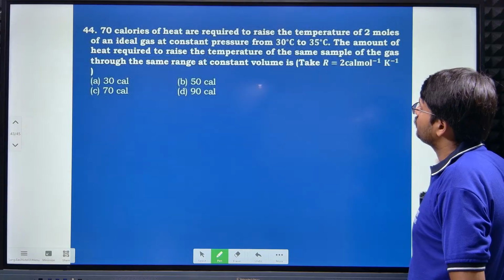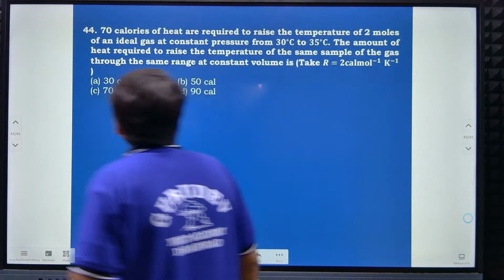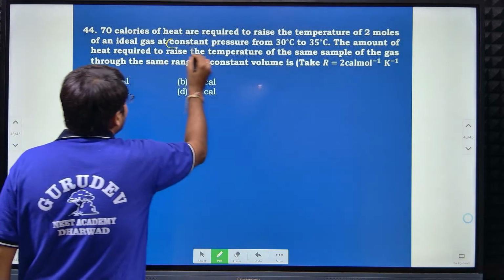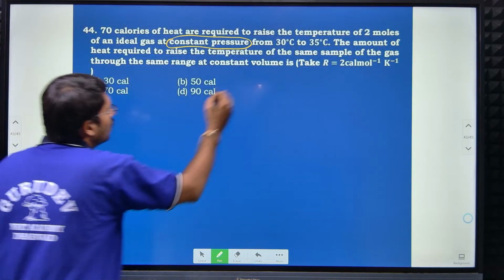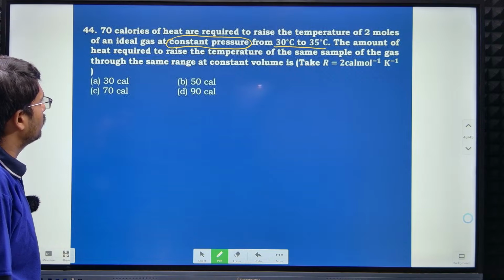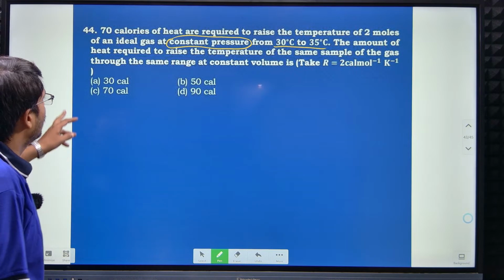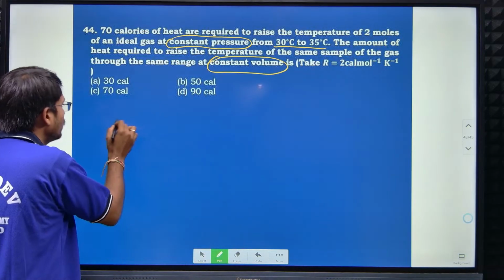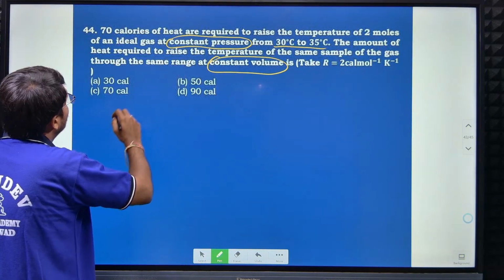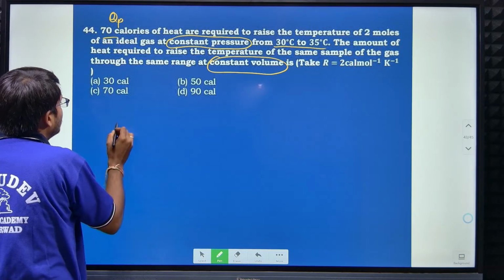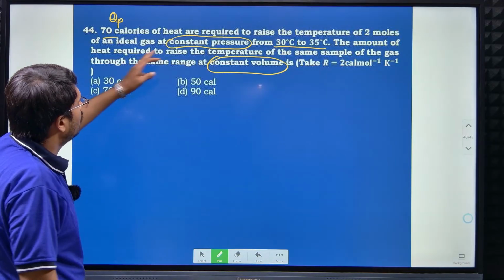Okay, fine. Next, 70 calories of heat are required to raise the temperature of 2 moles of an ideal gas at constant pressure, so keep constant pressure in mind, from 30 to 35. What is the amount of heat required to raise the temperature of the same sample of the gas at constant volume? So what is given to us? 70 calories, that is the Q, the heat energy required, at constant pressure.